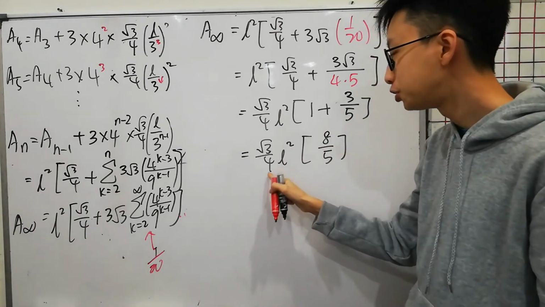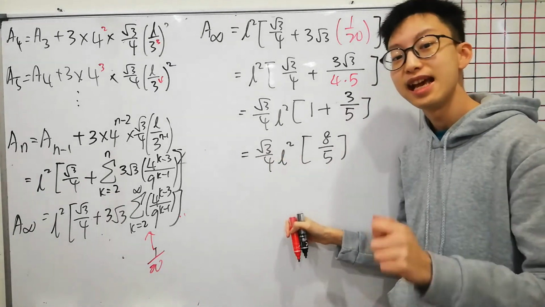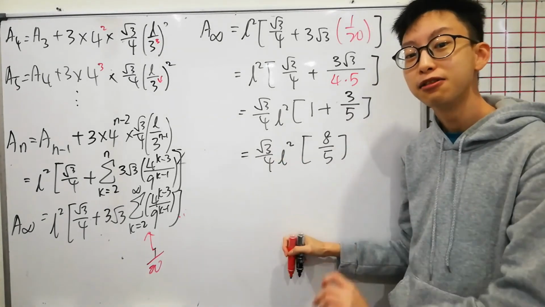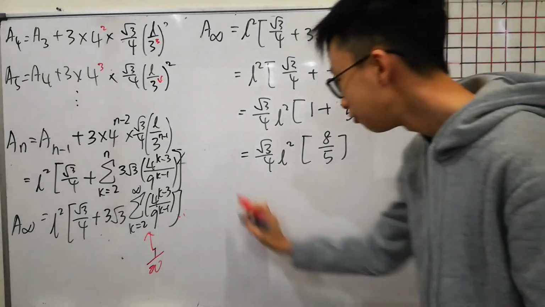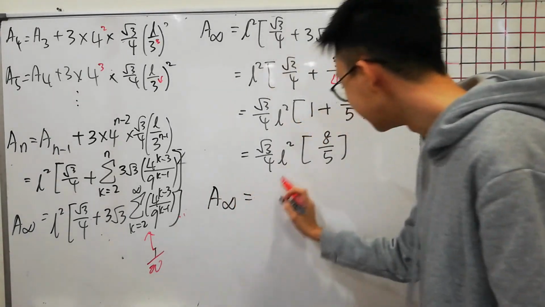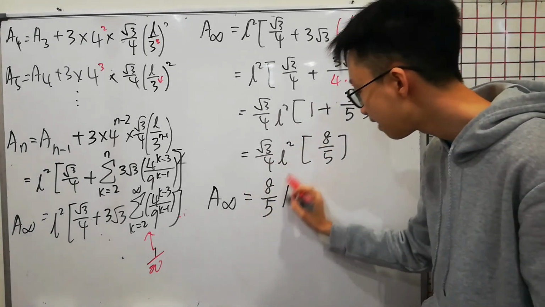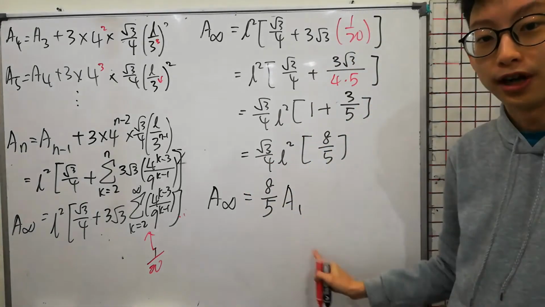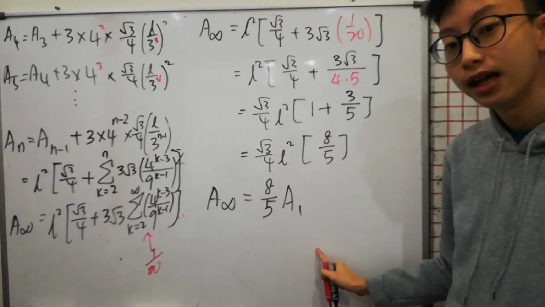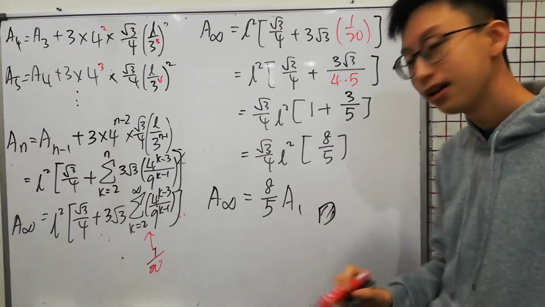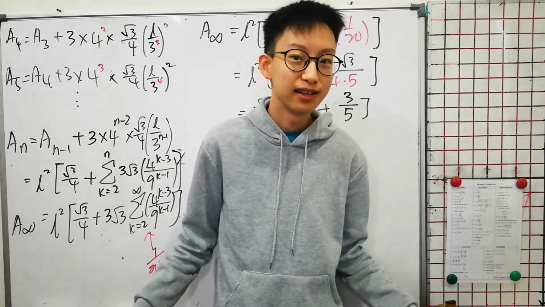Remember, root 3 over 4 L square is the area of the first equilateral triangle. So A infinity is 8 over 5 times the area of the first triangle. And we are done.